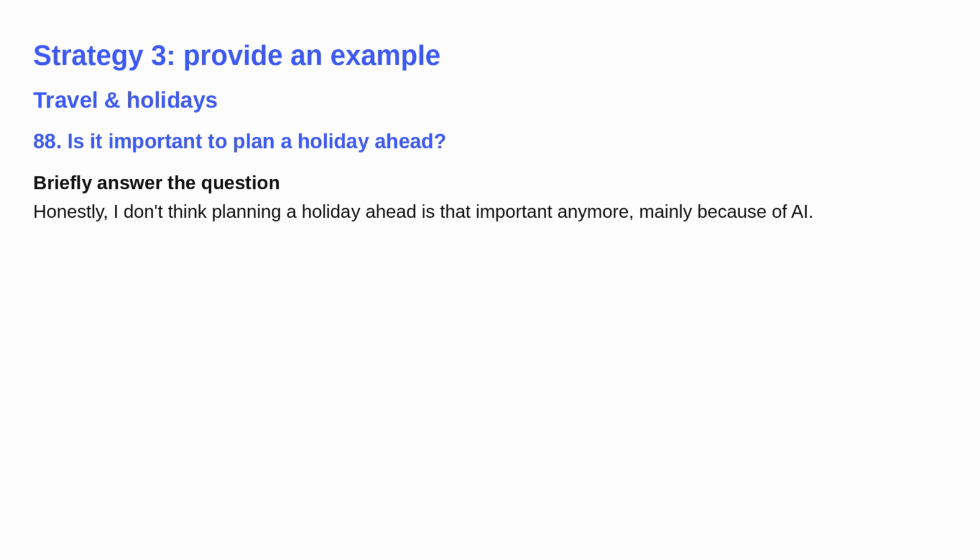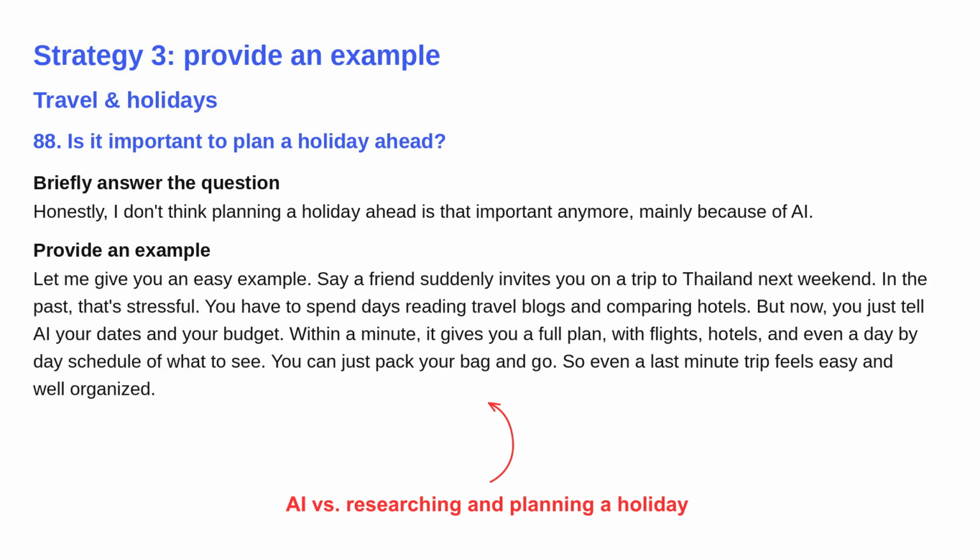Honestly, I don't think planning a holiday ahead is that important anymore, mainly because of AI. Let me give you an easy example. Say a friend suddenly invites you on a trip to Thailand next weekend. In the past, that's stressful. You have to spend days reading travel blogs and comparing hotels.